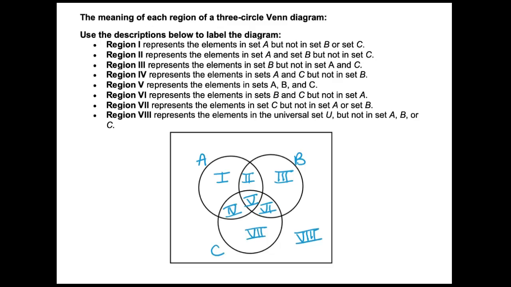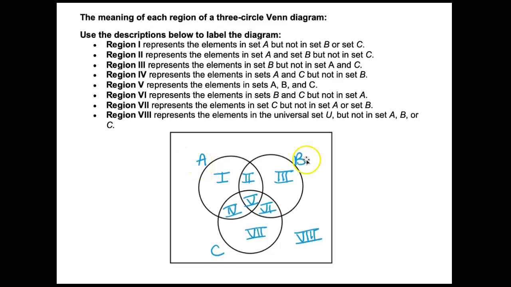In this video, I'm going to talk about how you can interpret the meaning of each region of a three-circle Venn diagram. To start, you just want to make sure you have a Venn diagram with three circles. In this case, I've got two on top, one on the bottom. It doesn't have to look like this. You could certainly do it with one circle on the top and two on the bottom, or rotate it.